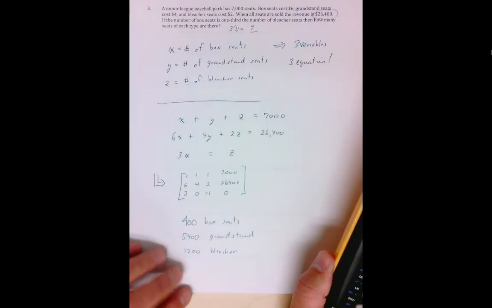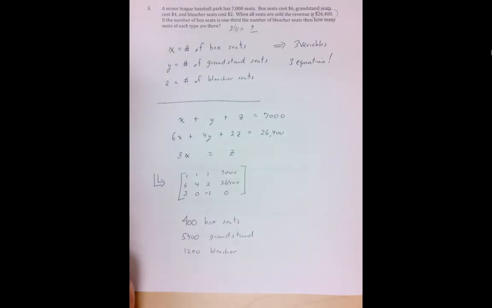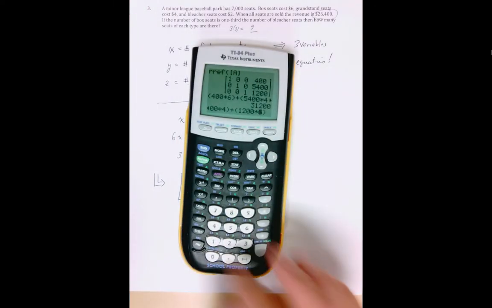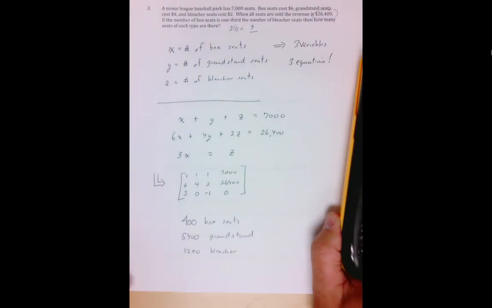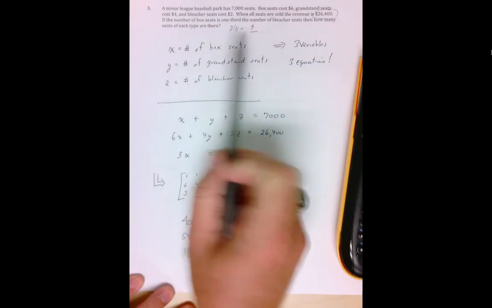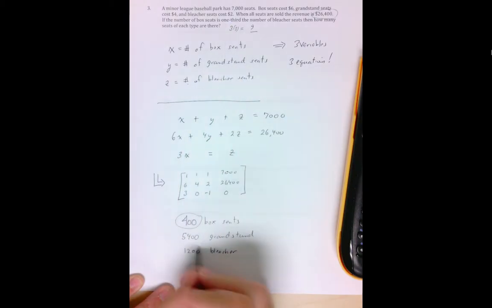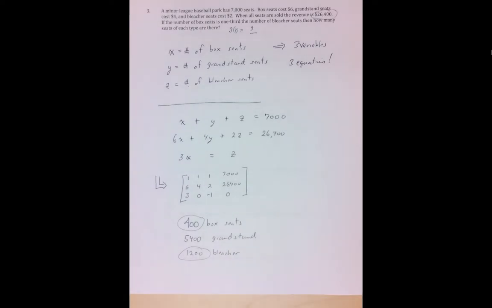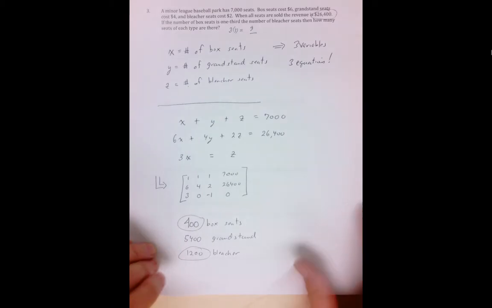Why not? 6, 4, and 2, 5,400, 1,200 times, oh, I messed up here. That should have been a 2. So 26,400. All right. And then the next condition was the number of box seats, which is 400, needs to be 1/3 of the number of bleacher seats, which is 1,200, and it is. So guys, we got this right. I mean, I knew we'd get it right, but sometimes it helps just to step back and test it out.